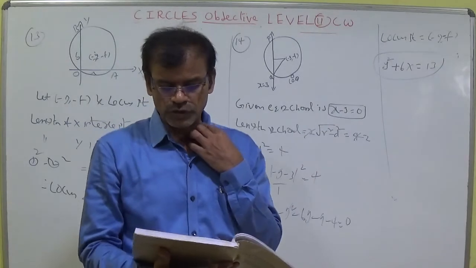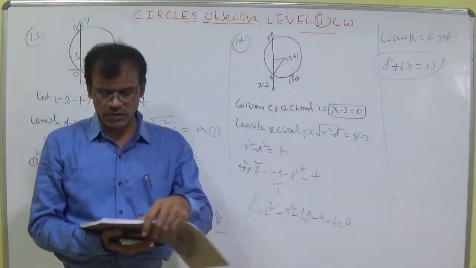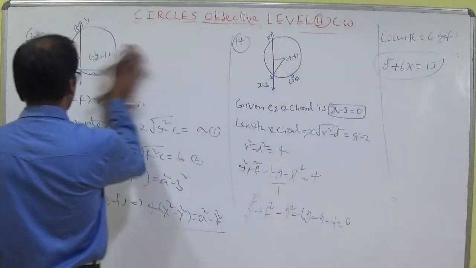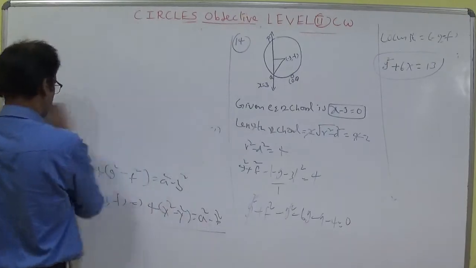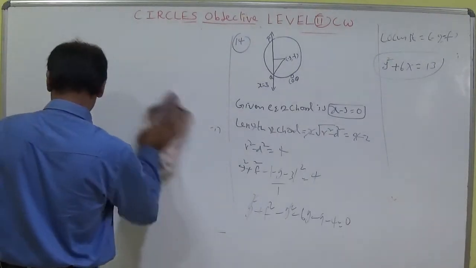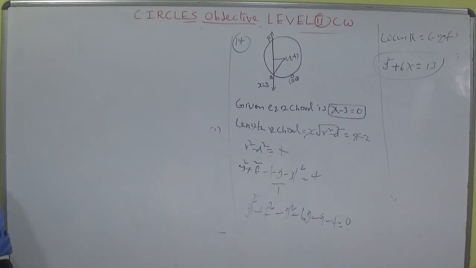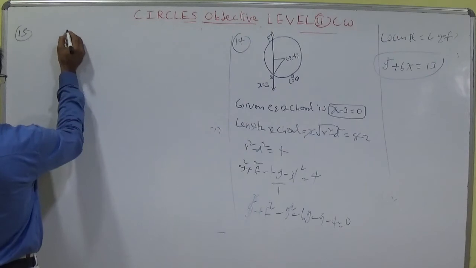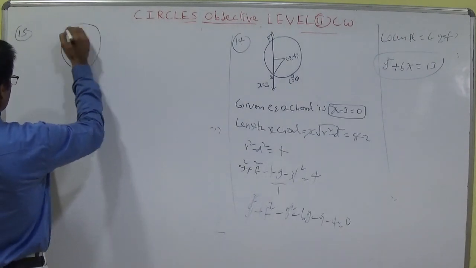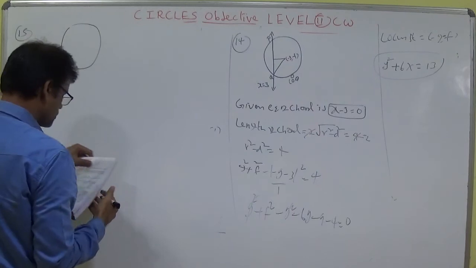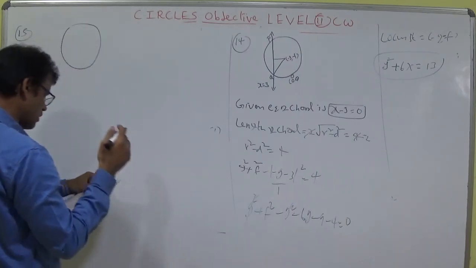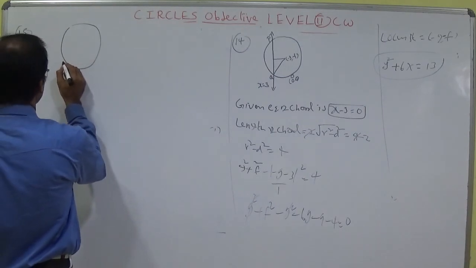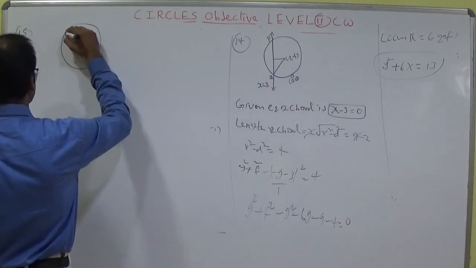Now 14 completed. 15. If the chord of circle x square plus y square equal to 8 makes equal intercept of length A on the coordinate axis, then mod A is less than what?